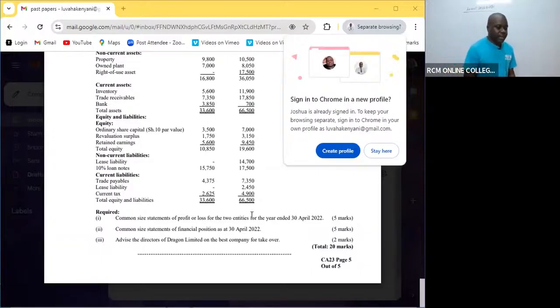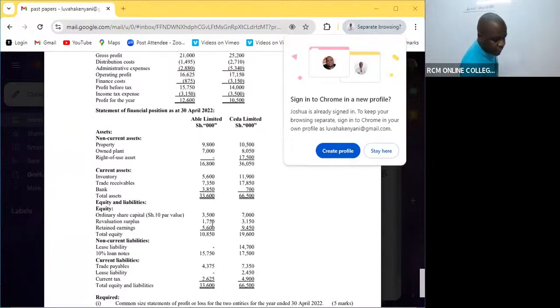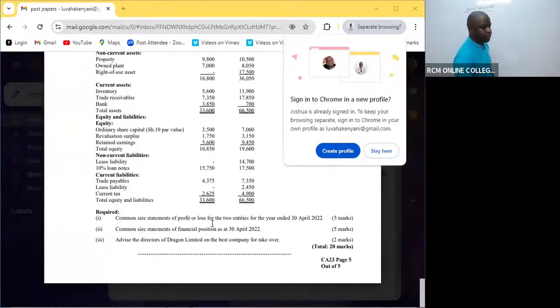Then advise the directors of Dragon Limited on the best company for takeover. So here we'll be able to do what we call the vertical analysis. We'll represent these figures using the common size, and because we haven't been given information regarding a number of years, we'll end up having to do a vertical analysis.